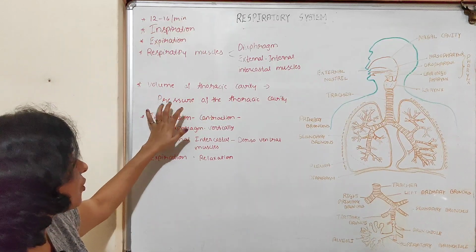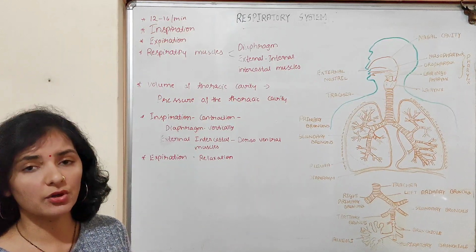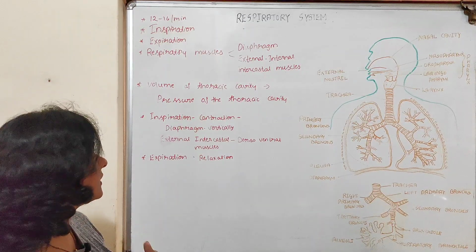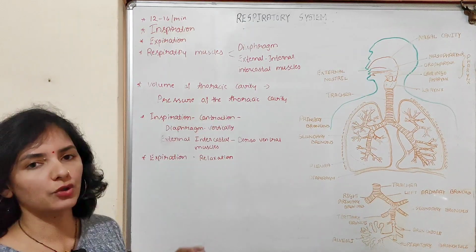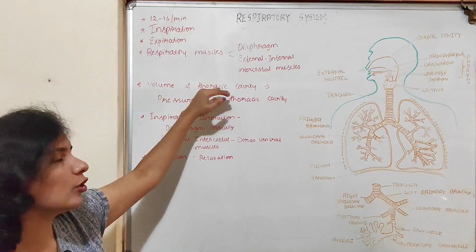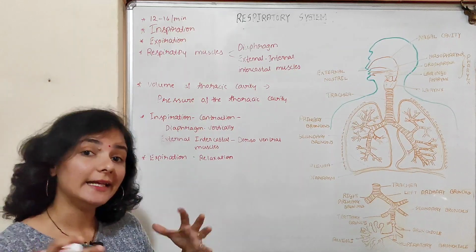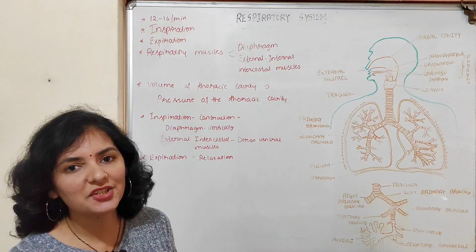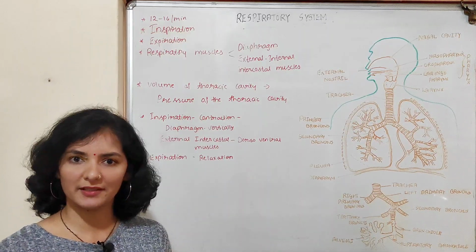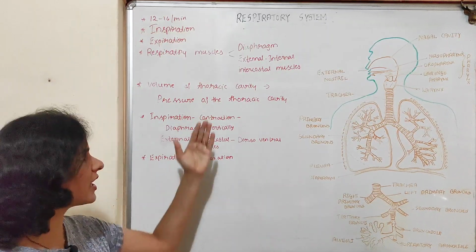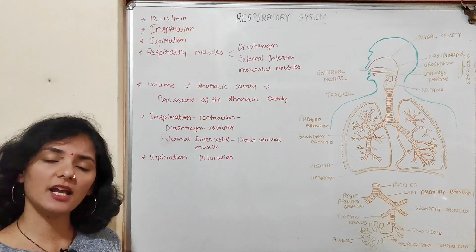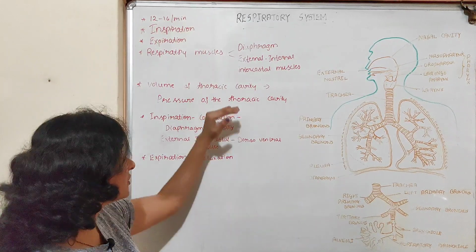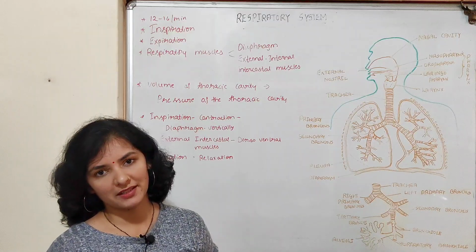And you know how volume and pressure are related, the relationship between the volume and the pressure. So there will be a decrease or increase in the pressure or volume of the thoracic cavity. In turn, this change in the thoracic cavity is related to the lung cavity or the pulmonary cavity. But how are the thoracic cavity and the pulmonary cavity related? Before that, we'll see the difference between them.